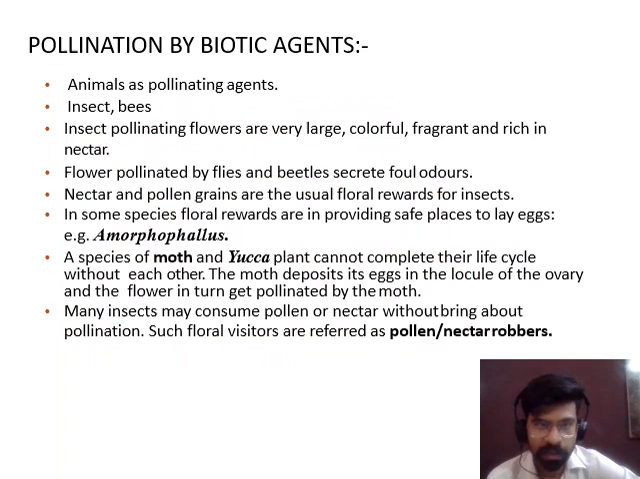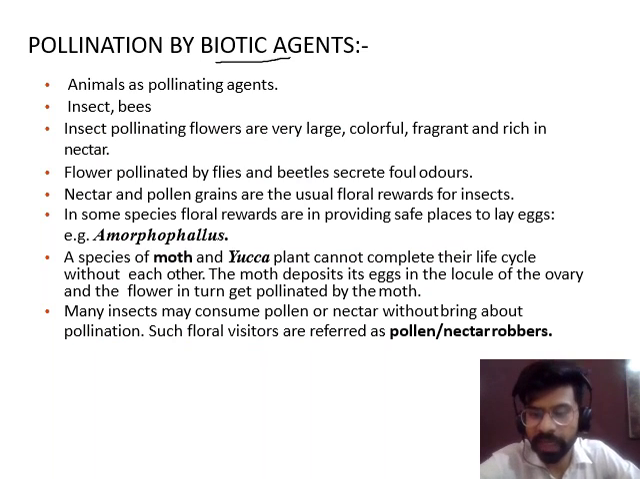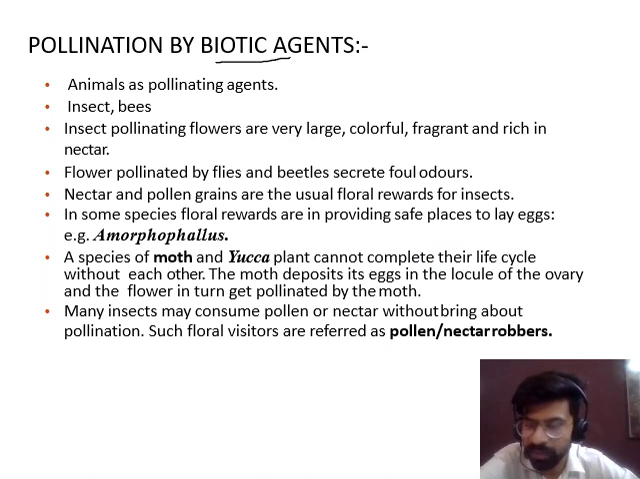Next, pollination by biotic agents. In the previous two slides, we have studied pollination by non-living things. Non-living means water and air. In this, the biotic agent is used. Biotic means a living agent is used. So animals act as pollinating agents. Main animals are insects and bees.